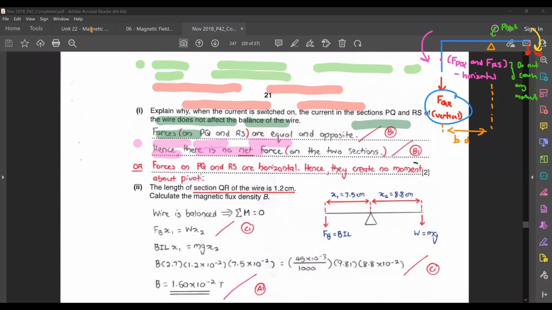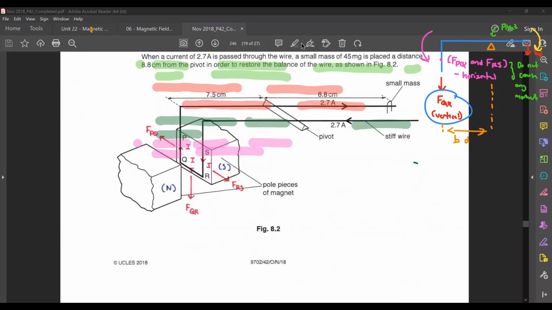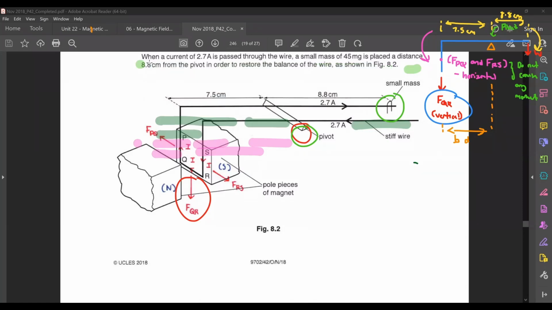So if you refer back to the diagram from before, you had 7.5 centimeter between force QR and your pivot. And then subsequently, you have 8.8 centimeter between your weight and your pivot. So that would mean that from here to here, you have a distance of 7.5 centimeter, whereas from here to here, your distance is 8.8 centimeter. So from here, you can now apply your equilibrium conditions in order to solve the question.